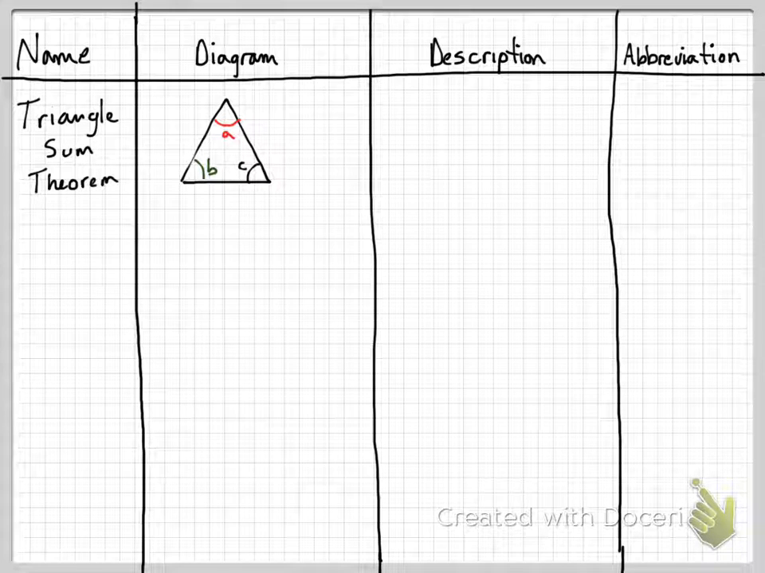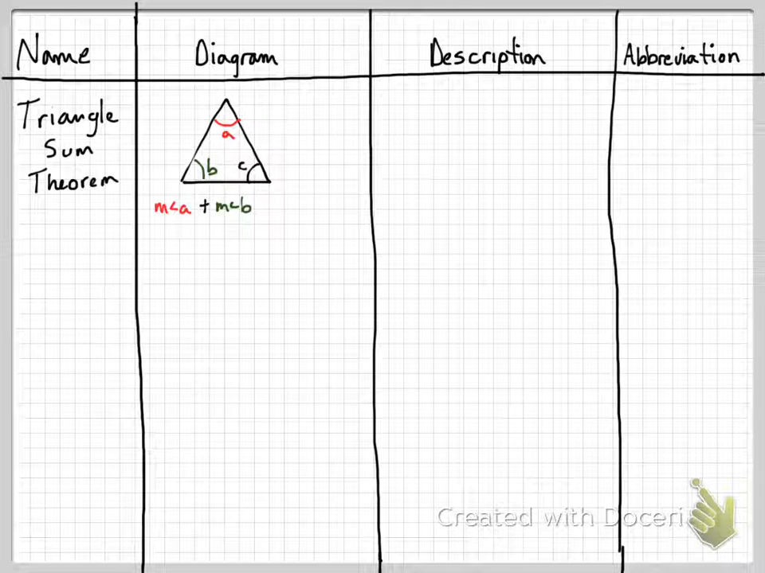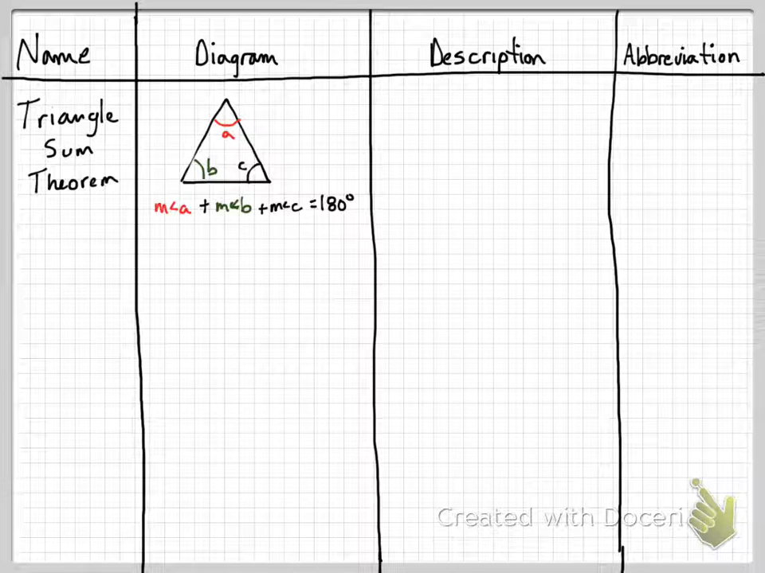They add up to a number. That's basically it, just a little bit more. What number do they add up to? 180. So triangles will always add up. The angles in triangles will always add up to 180 degrees. So that's what we've got here. Measure of angle A plus the measure of angle B plus the measure of angle C will equal 180 degrees.